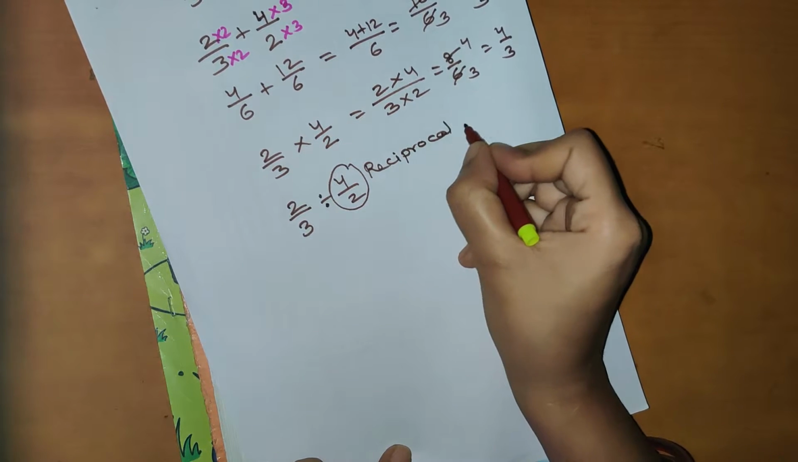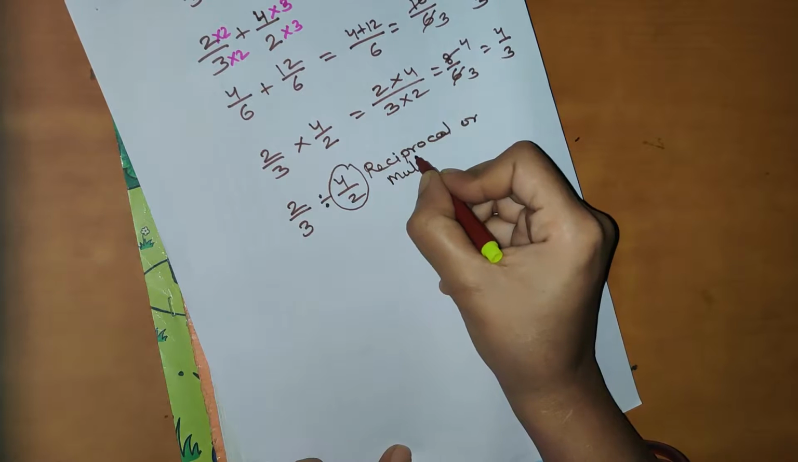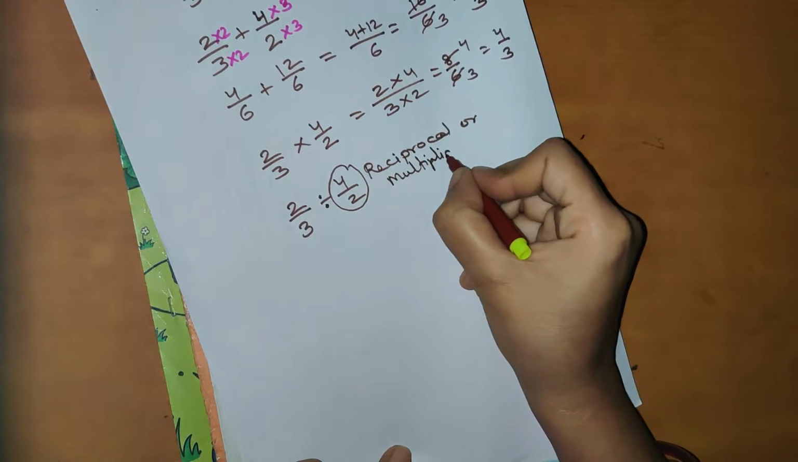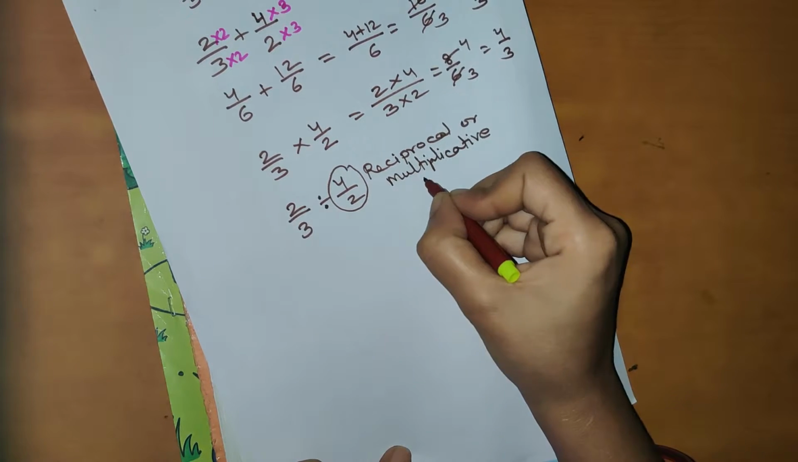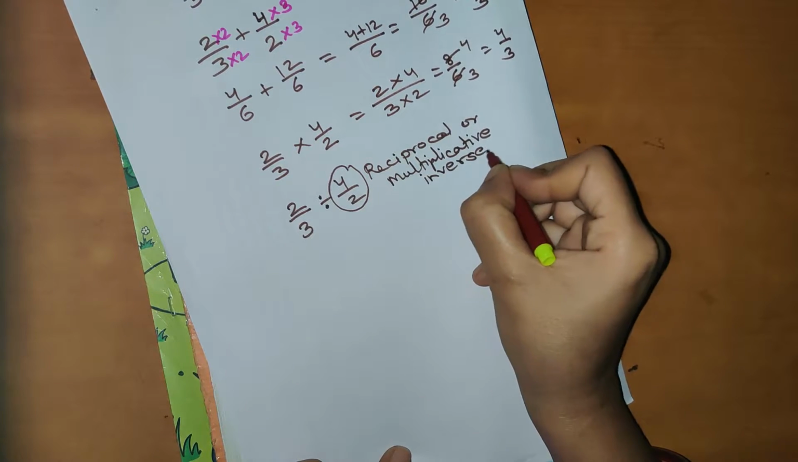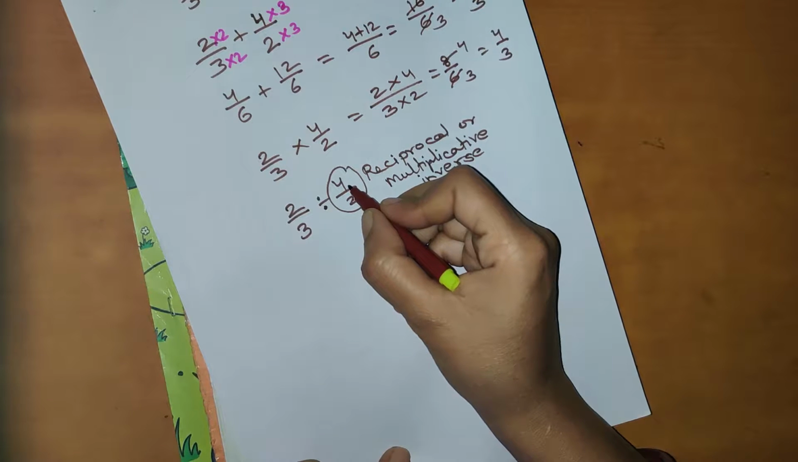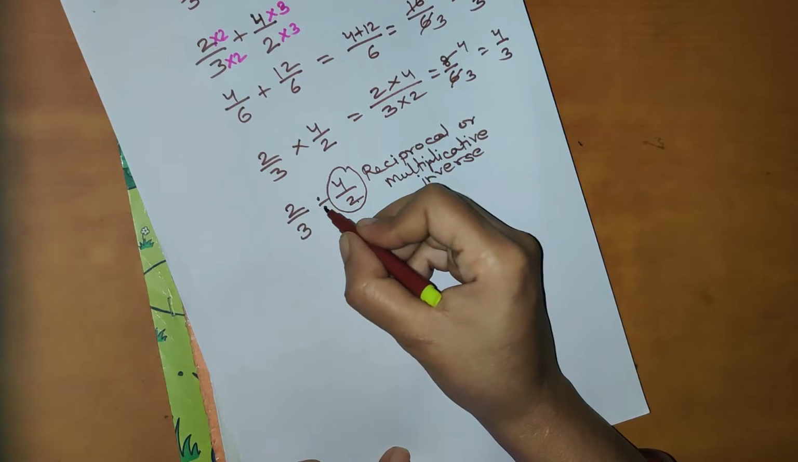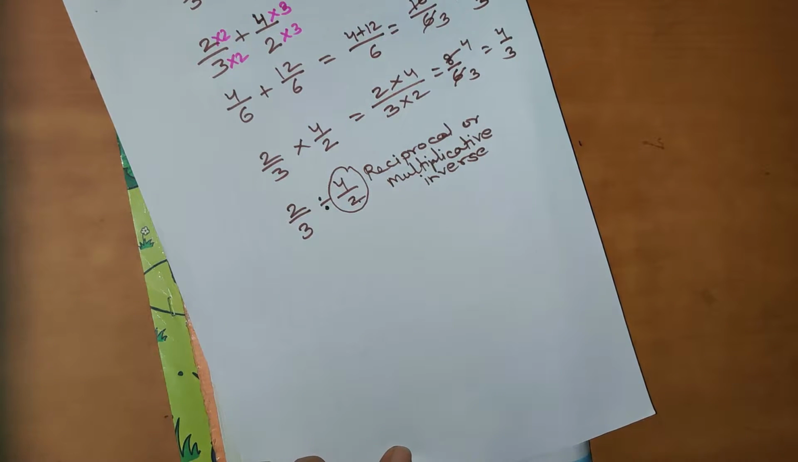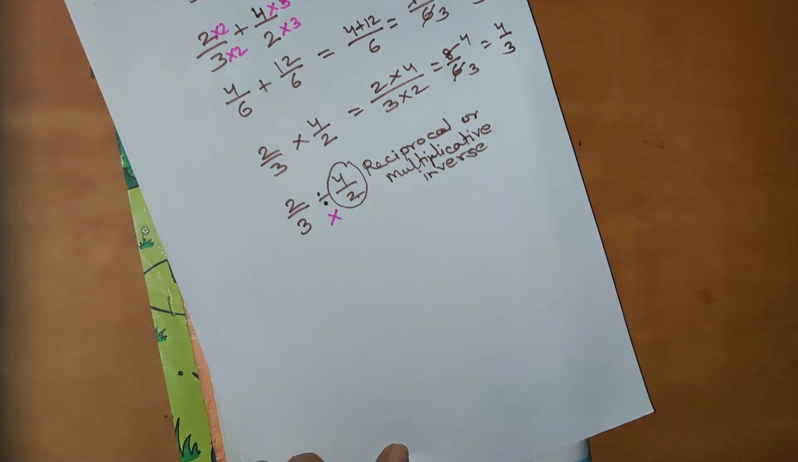Okay, or it is known as multiplicative inverse. The meaning is same. Reciprocal means the denominator will become numerator and numerator will become denominator, and division we will show with the multiplication sign. That is the first step when we are doing the division.